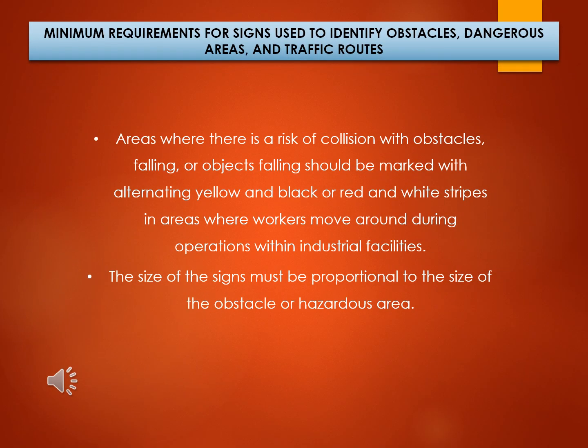Minimum requirements for signs used to identify obstacles, dangerous areas, and traffic routes. Areas where there is a risk of collision with obstacles, falling, or objects falling should be marked with alternating yellow and black or red and white stripes in areas where workers move around during operations within industrial facilities. The size of the signs must be proportional to the size of the obstacle or hazardous area.